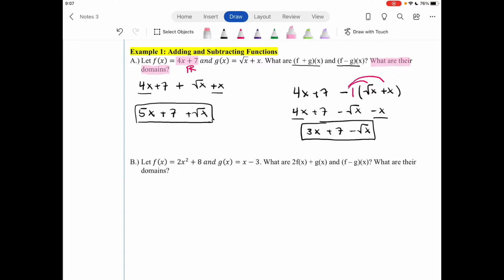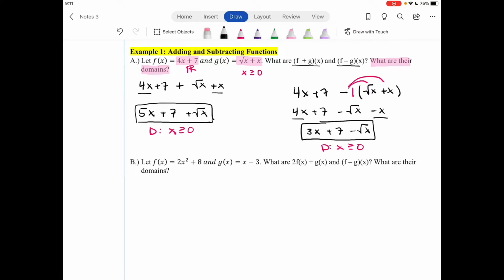But with the function g of x, we have that square root of x. And we know with radicals, we're not allowed to have negatives underneath. That means the smallest value we could plug in for x is 0, so x has to be greater than or equal to 0. Combining those domains, the restriction comes from x being greater than or equal to 0, which tells us the domain for both of these functions will be x is greater than or equal to 0 once they are combined.